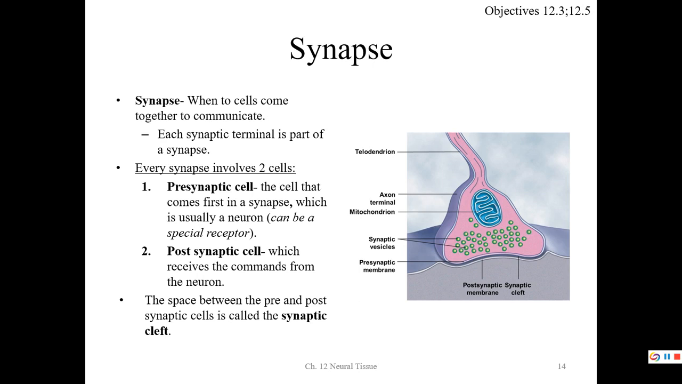Postsynaptic cell is going to receive commands from the neuron. It's the receiving cell. It's called postsynaptic. And there's a space, a slight gap between these two right here. We could see this slight gap called the synaptic cleft.